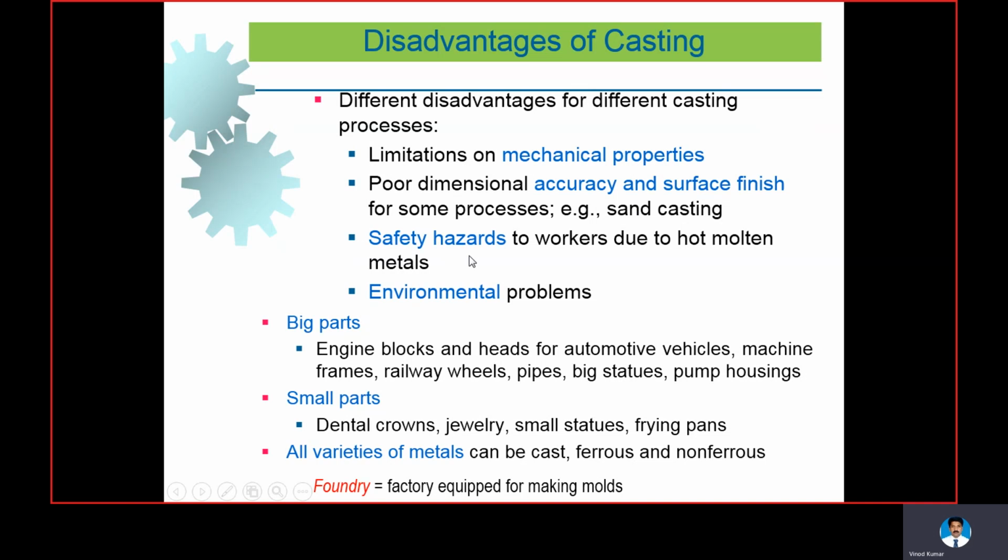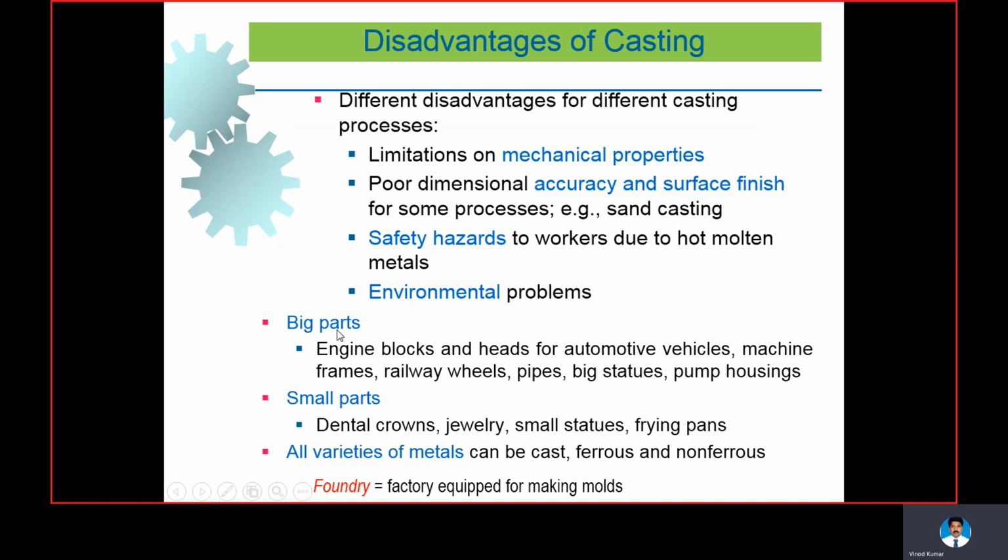Then safety hazards: we are dealing with molten metal at very high temperature, and this molten metal is definitely dangerous to the workers. So there are safety hazards to workers due to hot molten metals. Environmental problems due to fumes and oxides, etc., may also arise.